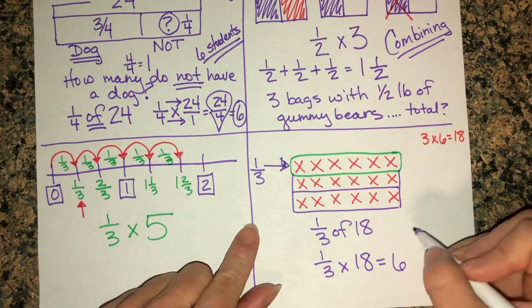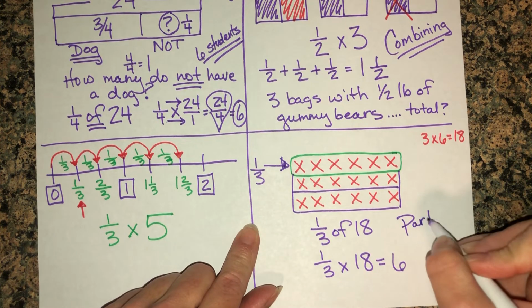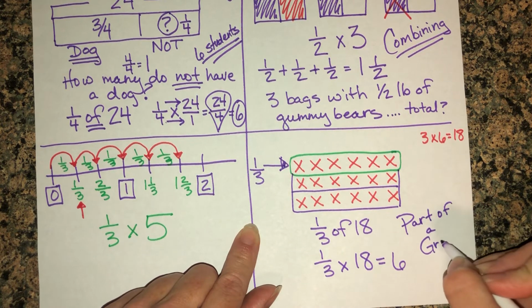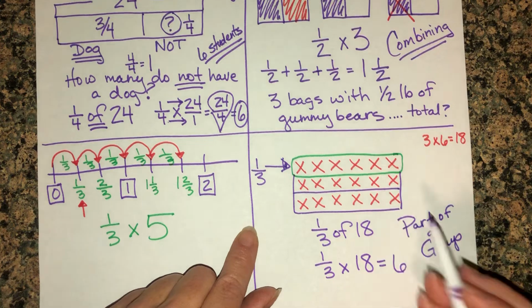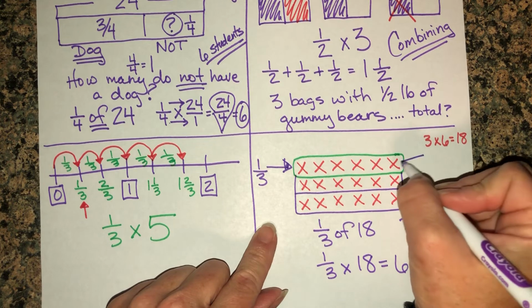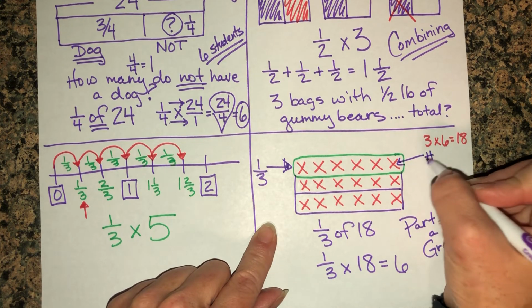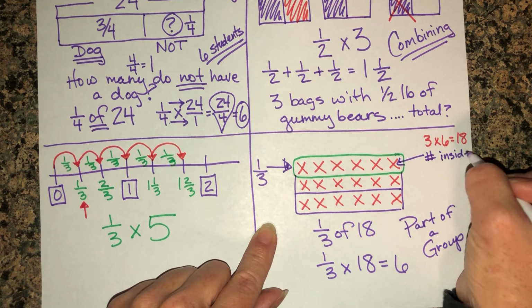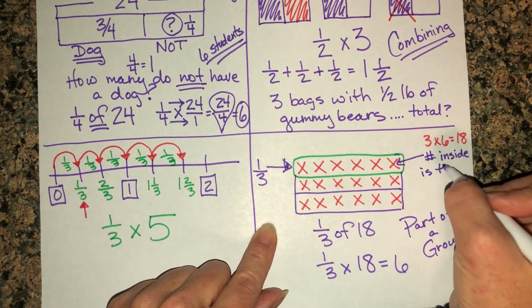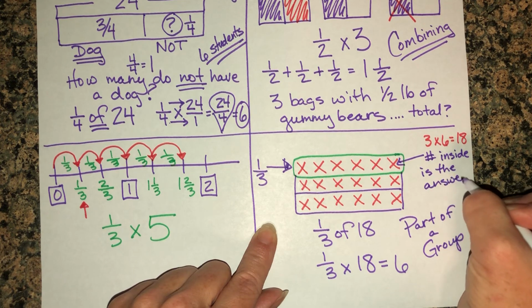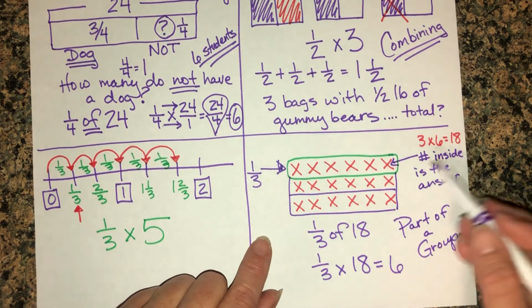So again, this is part of a group. And kind of a tricky model, but don't panic when you see it. The answer is what they circle in the box. The number inside is the answer. So sometimes if you know what the answer is, you can kind of put together, oh yeah, I know 18 and 6.